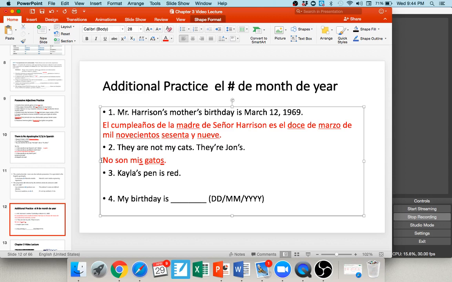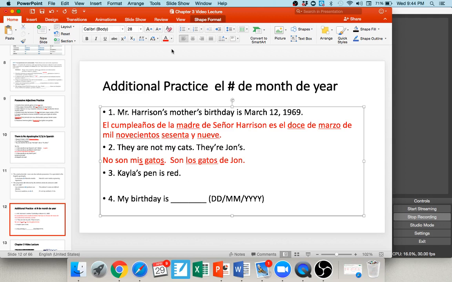They're not my cats. To say they're John's, literally they're the cats of John. Son los gatos de John. In this case, the de is showing our possession because we can't use apostrophe S in Spanish. Okay, number 3 tells us that Kayla's pen is red, and number 4 tells us my birthday is blank. I want you to take a moment. I want you to pause your audio and give numbers 3 and 4 a try.